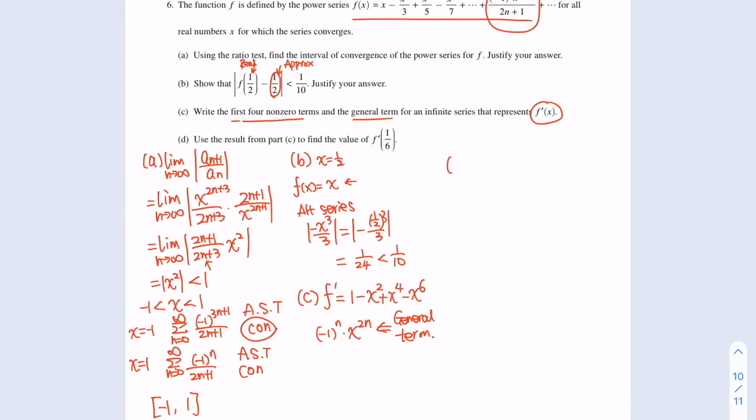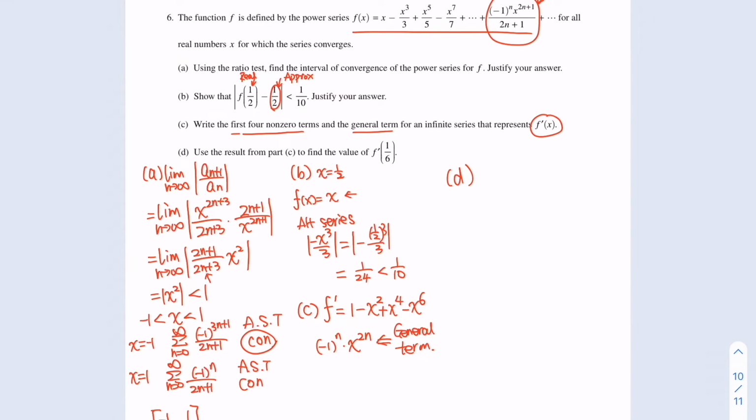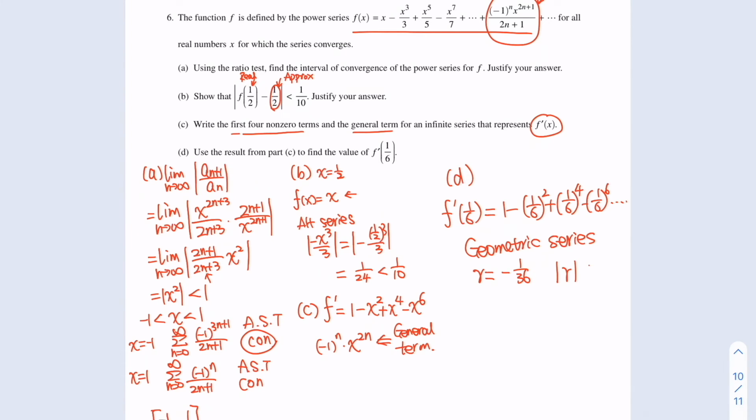Let's look at D. Use the result from C to find f prime of 1 over 6. If we plug 1 over 6 in, it gives us 1 minus 1 over 6 squared plus 1 over 6 to the 4th minus 1 over 6 to the 6th, dot, dot, dot. And we realize it's a geometric series with common ratio r equals negative 1 over 36. The absolute value of r is less than 1, so the series will converge to a1 over 1 minus r, which is 1 over 1 minus negative 1 over 36, which is 36 over 37.